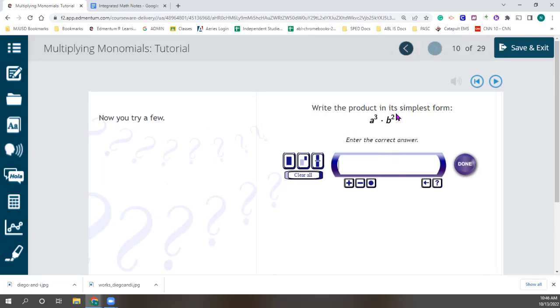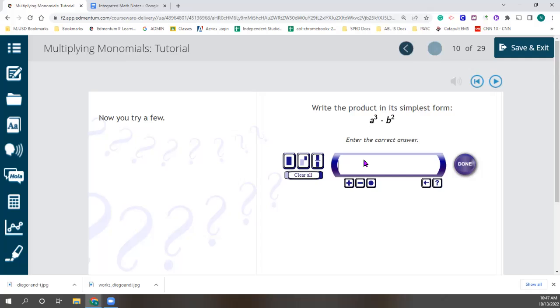Write the product in its simplest form. So the product is the answer to a multiplication problem. We may not solve for A or B, but we can write the problem in a simpler form. So we have A3 multiplied by B squared. Those are not like variables nor like exponents.